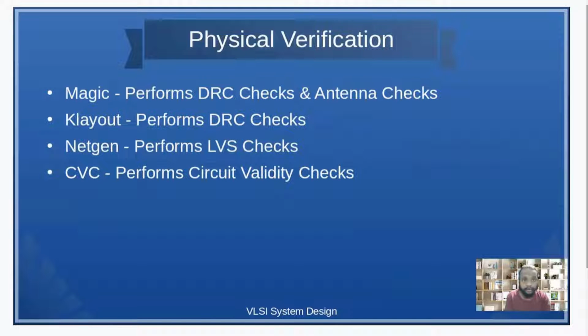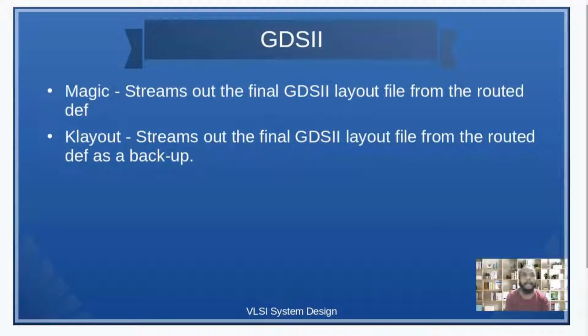Then we will come to the physical verification part where Magic will be used for DRC checks and antenna checks. And we will also use KLayout for DRC checks as well as XOR checks. Netgen will be used for LVS checks and CVC will perform the circuit validity checks. And finally, we can have the GDS2 output using Magic and KLayout.